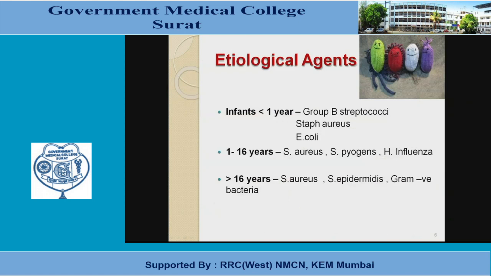So what are the etiological agents? In infants less than 1 year, the most common is group B streptococci. From 1 to 16 years, initially in younger children up to 1 to 4 years, the most common agent is H influenzae, and later on it is Staph aureus. In those more than 16 years, or adults, the most common is Staph aureus. In younger adults, the most common are Staph aureus and gram-negative bacteria.